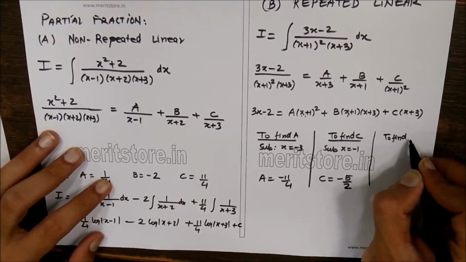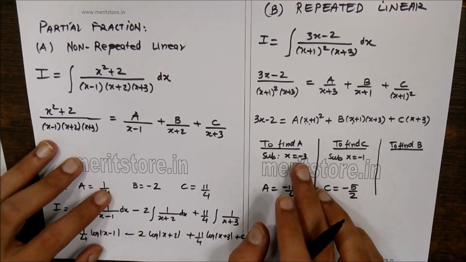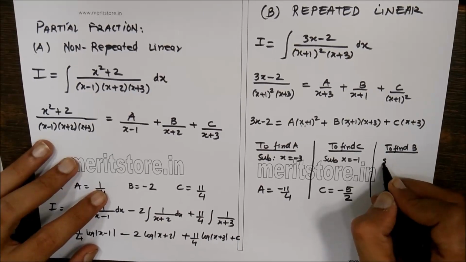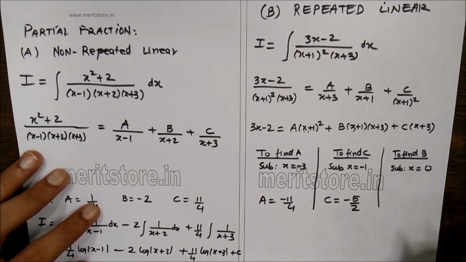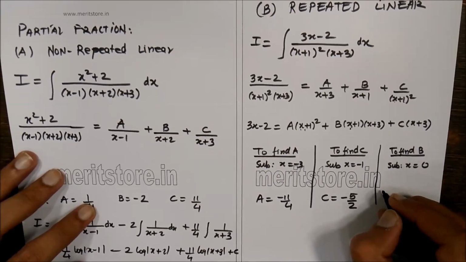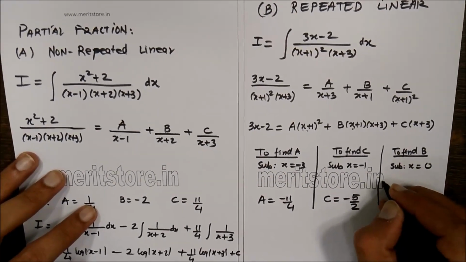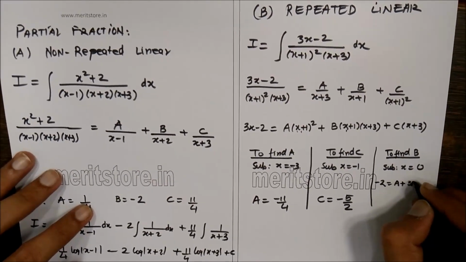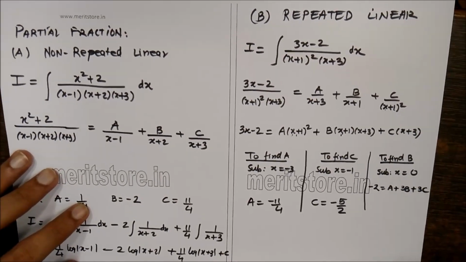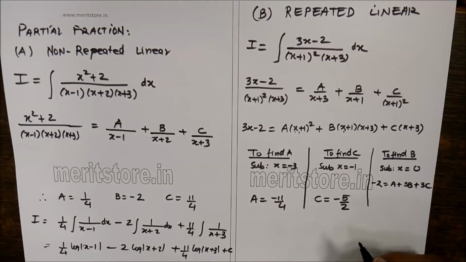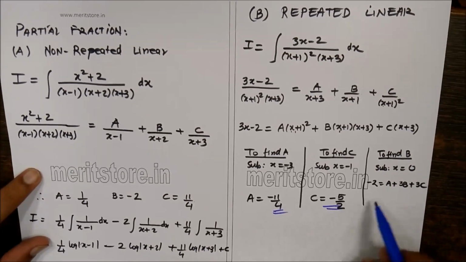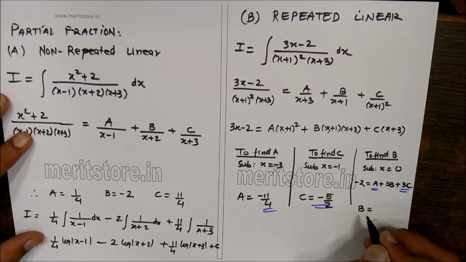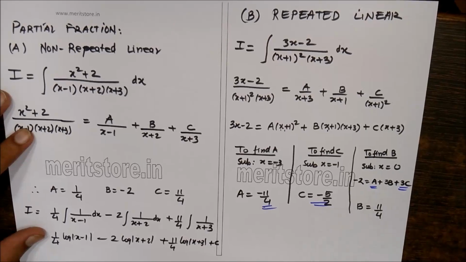Now to find b. To find b, I'll choose any value other than minus 3 and minus 1. I am choosing the value as substituting x as 0. By doing this, I'll get the equation as minus 2 equals A plus 3B plus 3C. And on substituting the values of A and C in this equation, I'll finally reach to the step of getting the value of B as 11 upon 4.